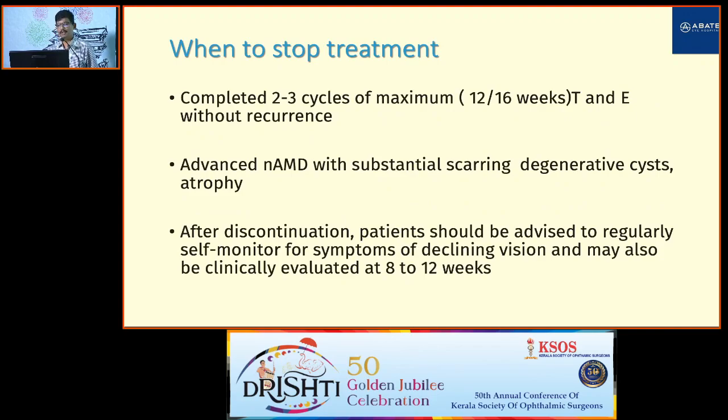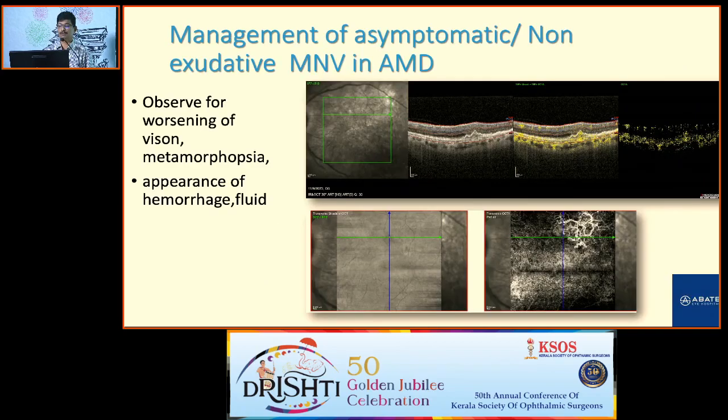So when will you stop treatment in a patient with CNVM? Once you have completed 2 to 3 cycles of maximum treatment extent, that is 12 weeks for ranibizumab and 16 weeks for aflibercept. And again, you can stop treatment if the treatment is not going to be useful for the patient, especially if the patient has substantial scarring with degenerative cysts and atrophy. And even after discontinuation, always tell the patient to monitor himself for symptoms. It is also a good idea to see these patients at 2 to 3 month intervals to look for any signs of recurrence.